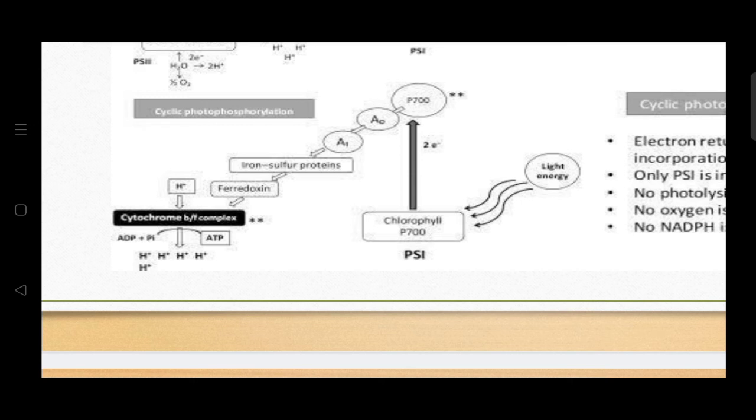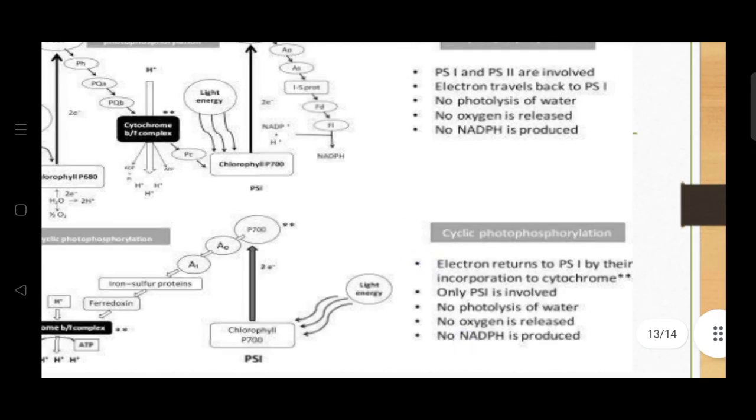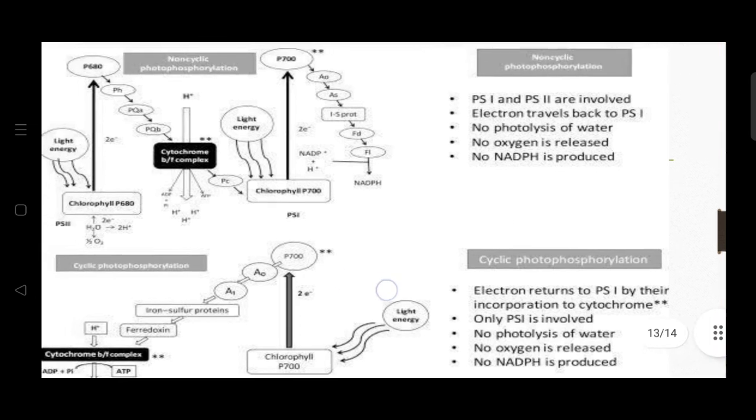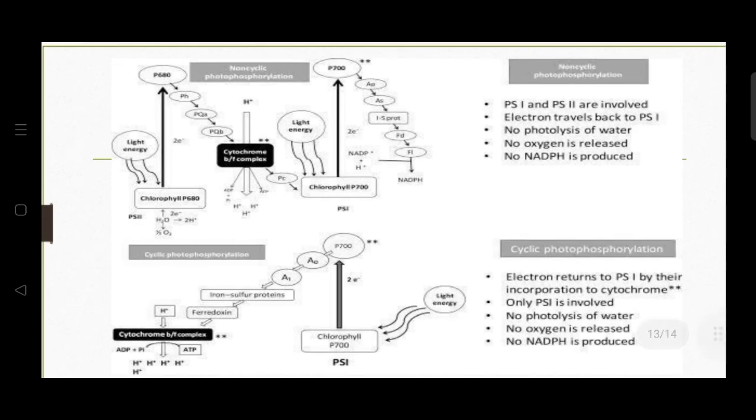Let us now talk about some differences between cyclic and non-cyclic photophosphorylation. Cyclic photophosphorylation is associated with PS1. Non-cyclic photophosphorylation is associated with both PS1 and PS2. Here's the diagram as you can see. In cyclic photophosphorylation, the electron expelled from the chlorophyll molecule is cycled back. In non-cyclic photophosphorylation, the electrons are not cycled back but are compensated by the electrons from photolysis of water.